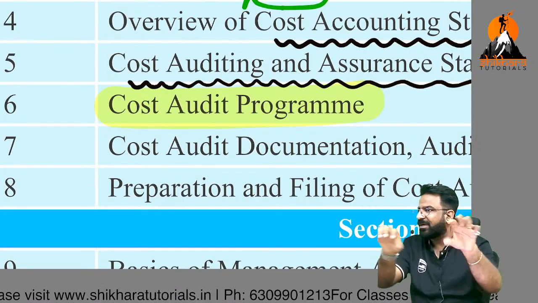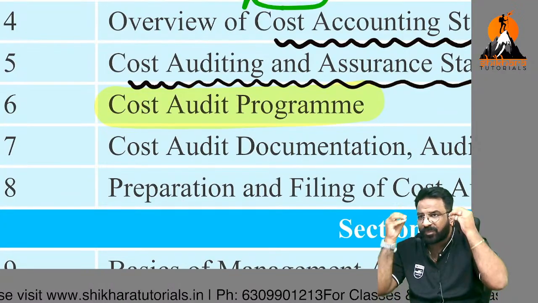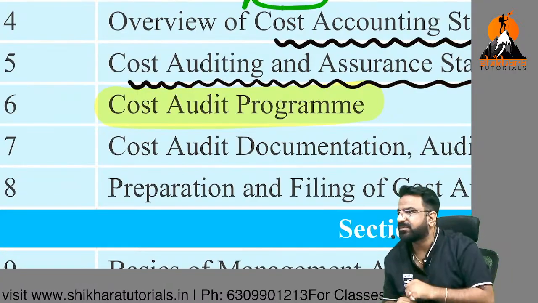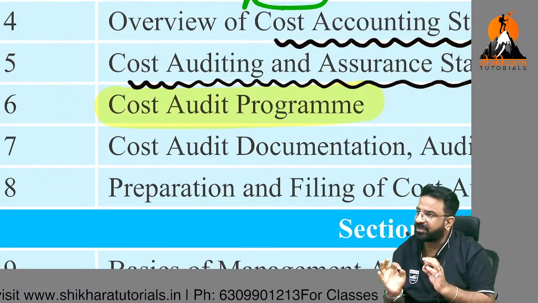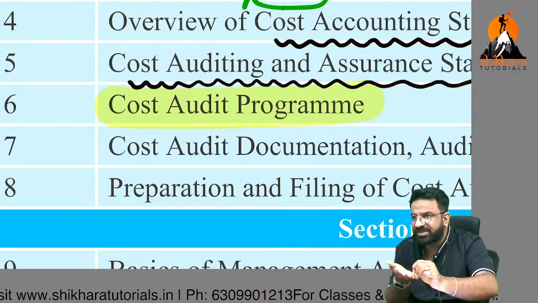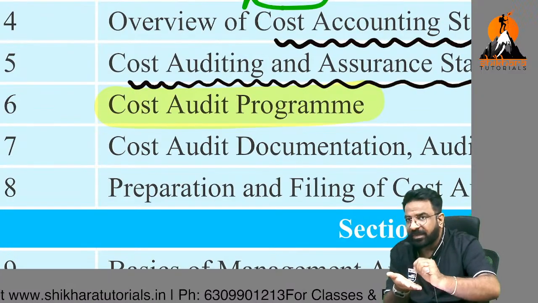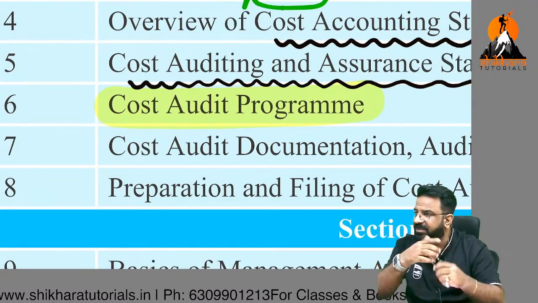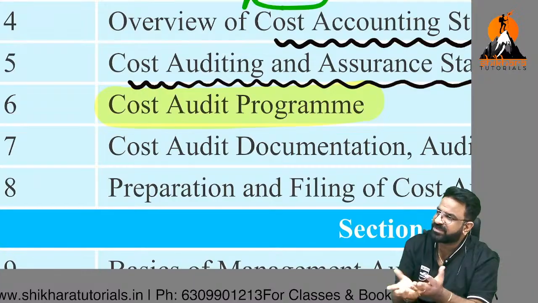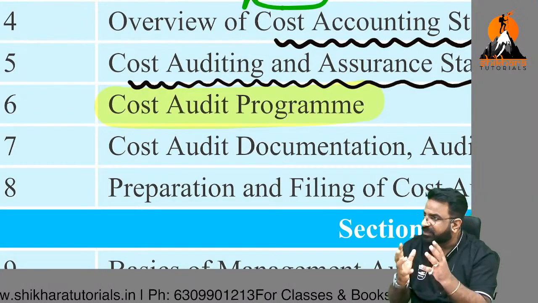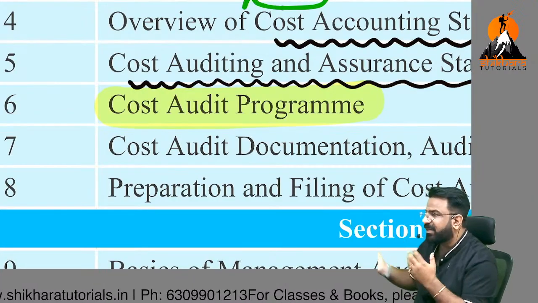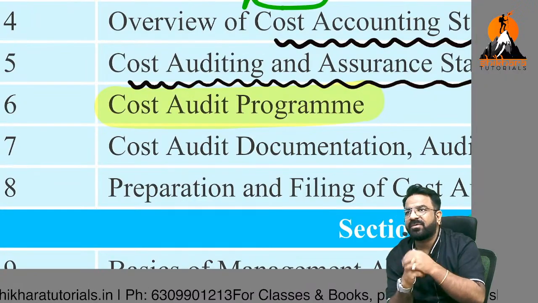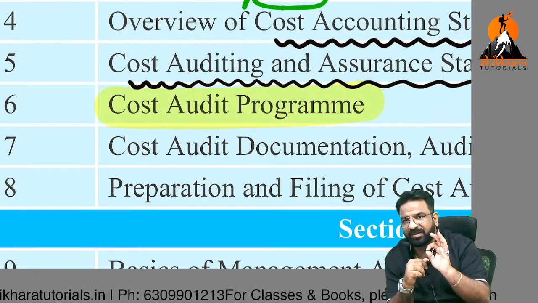Whom I have allocated what work? So we put our planning and strategy on a piece of paper. That is known as a program. Simple logic: the documented version. The written version of your planning and audit strategy is known as the audit program. Simple concept, but most students don't understand the actual meaning of the word program. This is the actual meaning of the cost audit program.